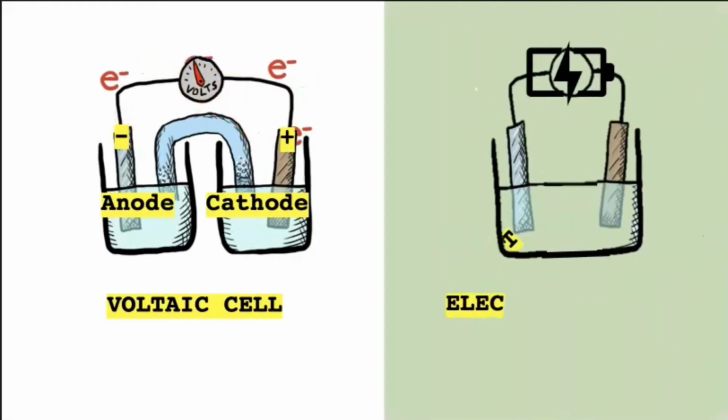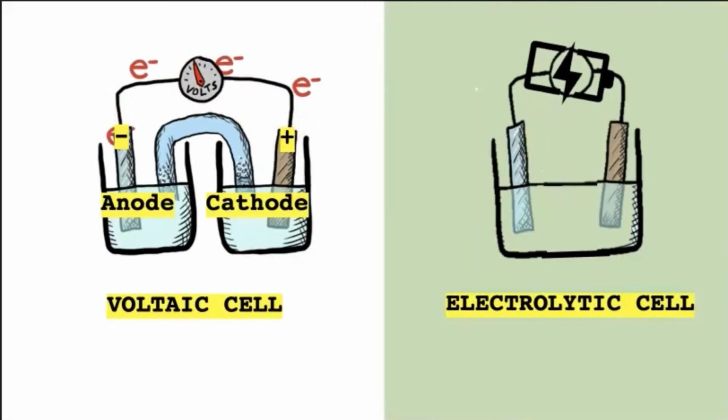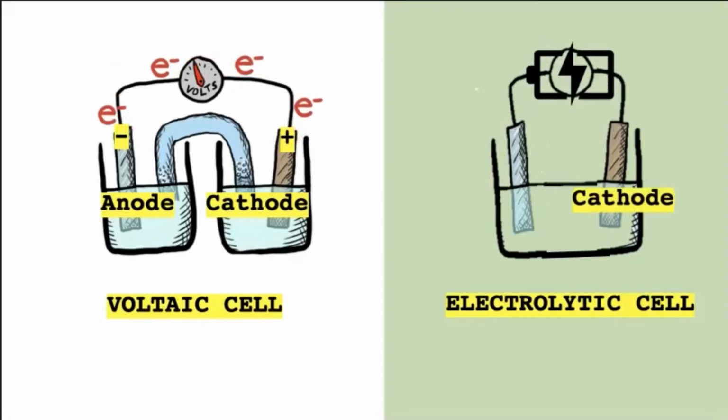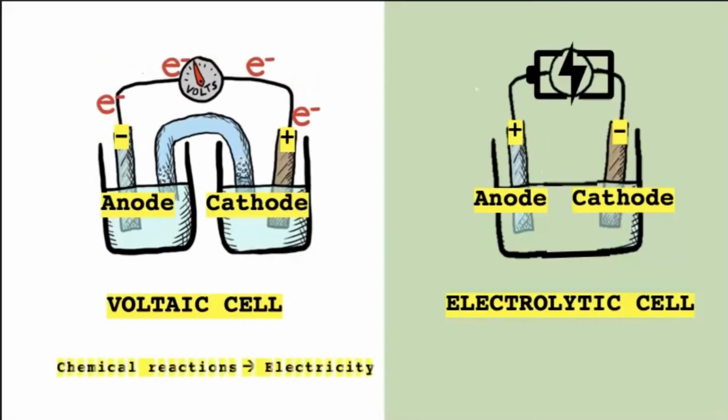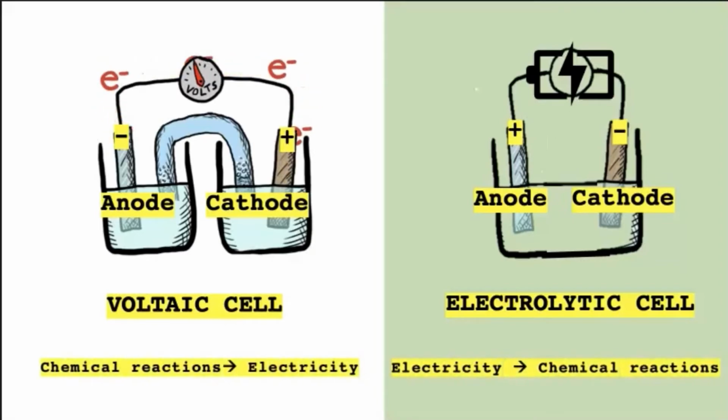In an electrolytic cell, the electrons come from an external power source. This source supplies electrons to the cathode, connected via the negative terminal of the power supply, and removes them from the anode, connected to the positive terminal of the power supply. Thus, the cathode is negative relative to the anode. In general, a voltaic cell uses a spontaneous chemical reaction to generate electrical energy, while an electrolytic cell uses electrical energy to drive non-spontaneous reactions to occur.